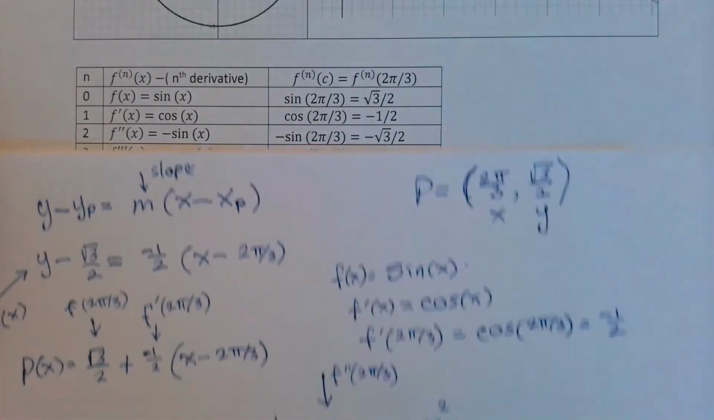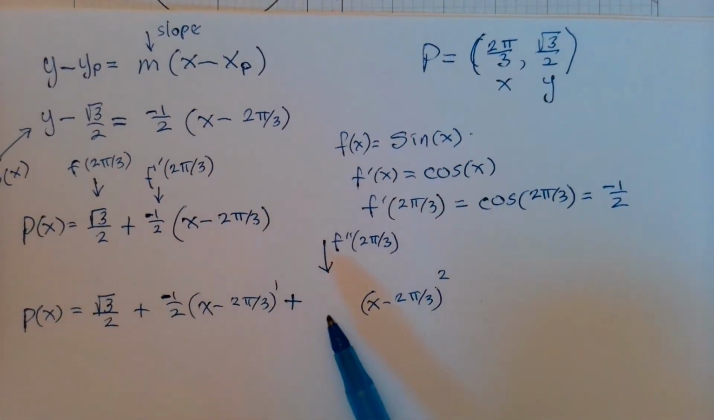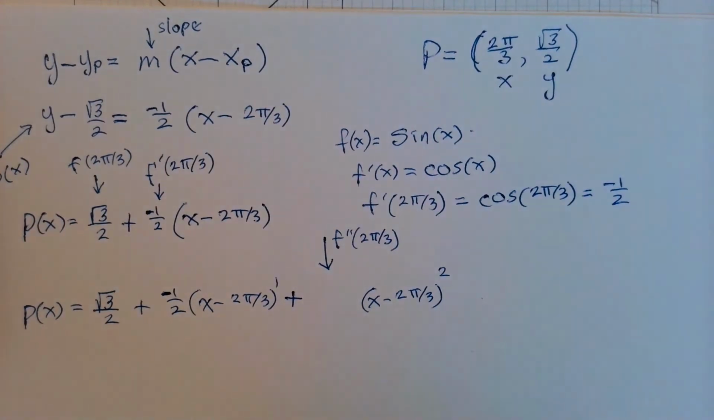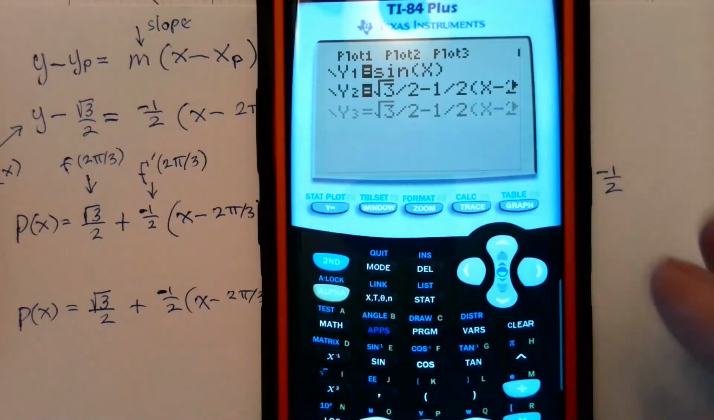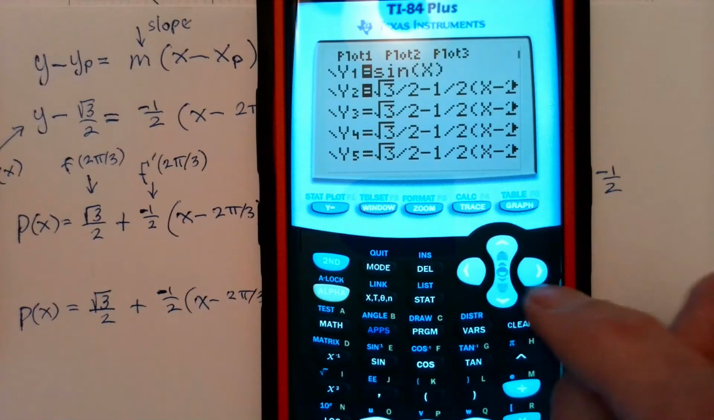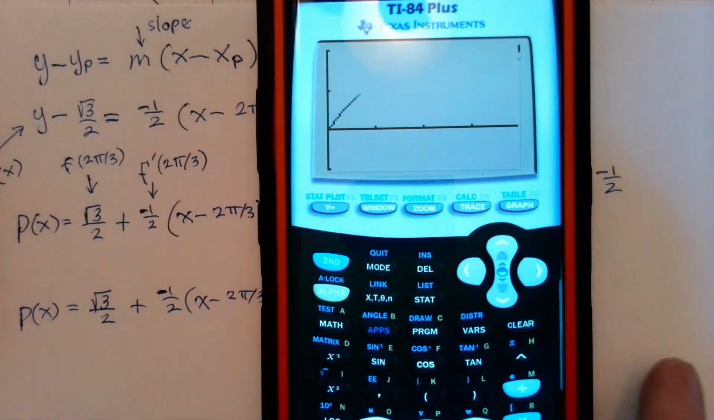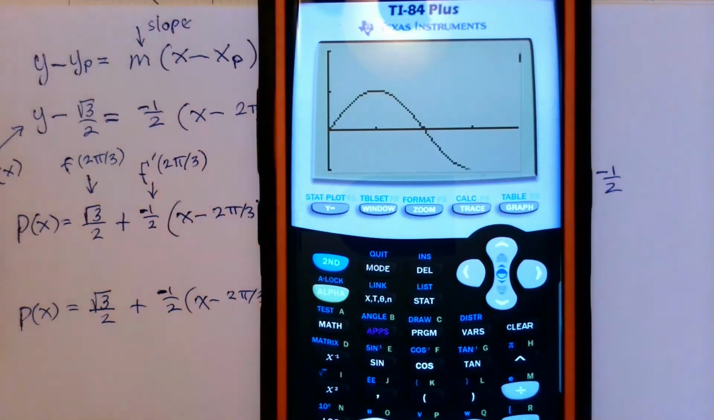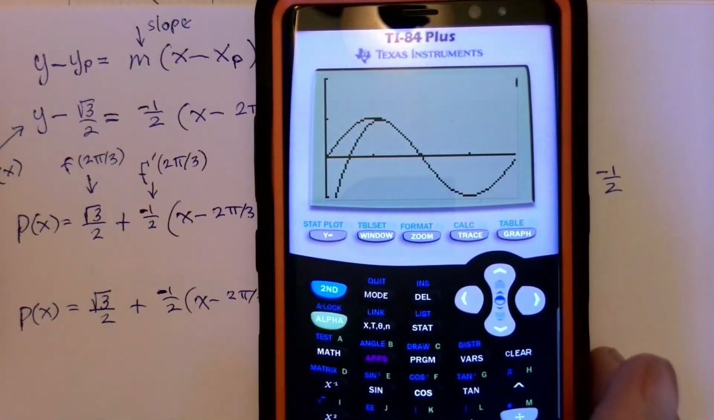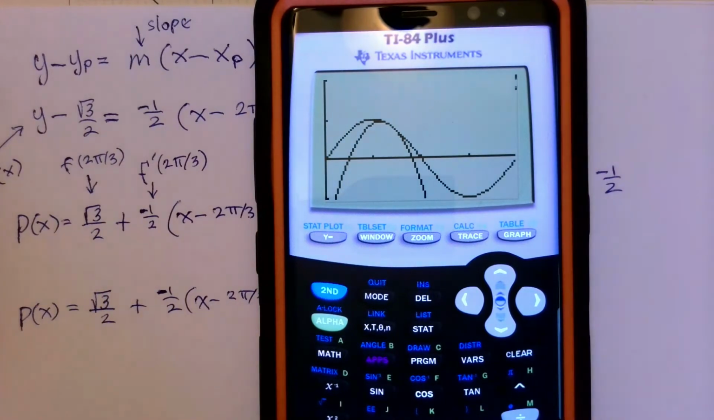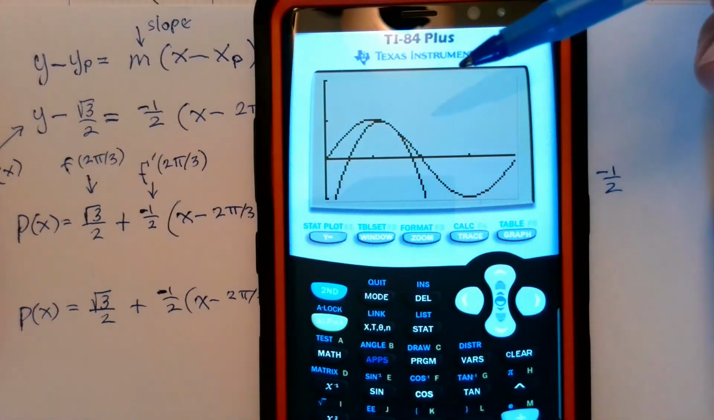Okay? If you put negative root 3 over 2 here, which I'm not going to do, you'll get something like this. And then we'll have to decide how good this is. It is an inverted parabola. It does contact the sine curve at the point of tangency. I think it looks pretty good.